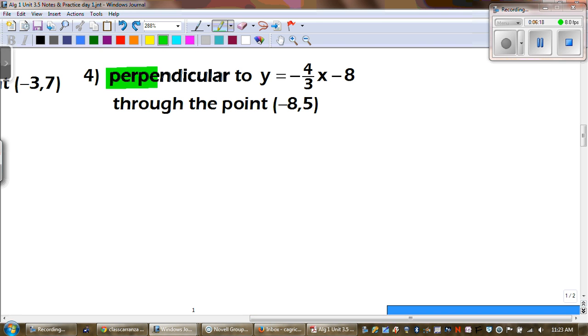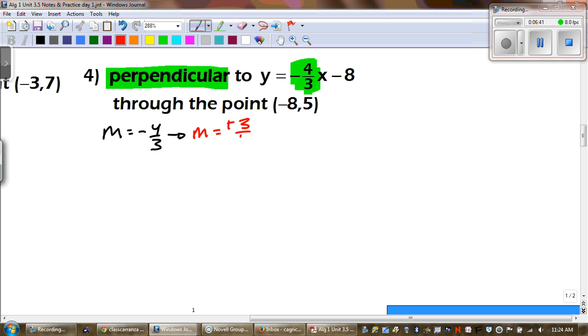Okay, for this one, a line perpendicular to y equals negative 4/3 x minus 8 through the point negative 8, 5. Okay, so our slope is negative 4/3, but I want the opposite reciprocal. So it's a negative, so now it's going to be a positive. And then I take the reciprocal of that, so it's a positive 3/4.